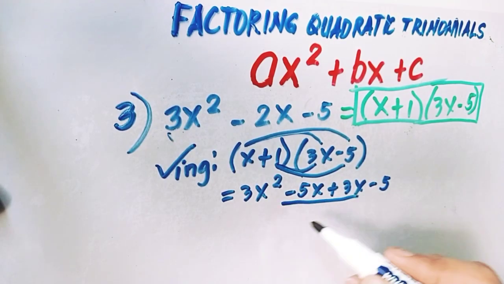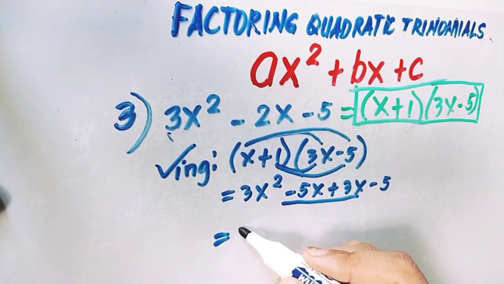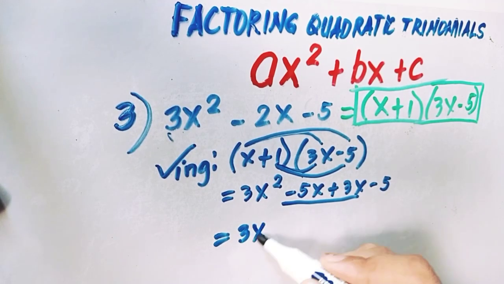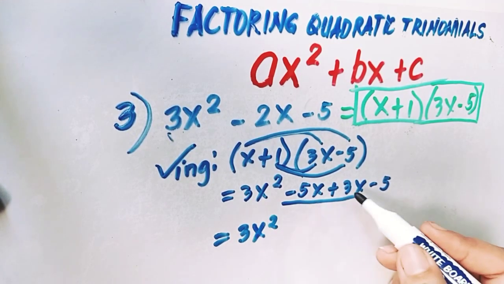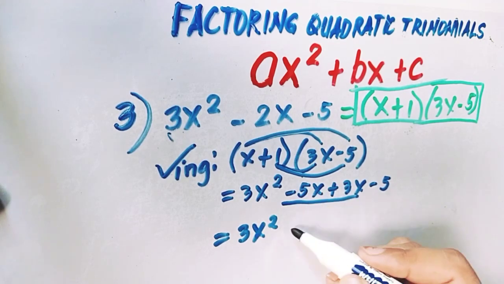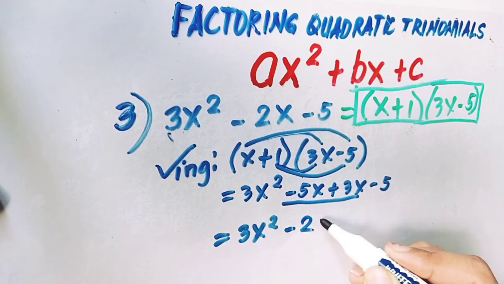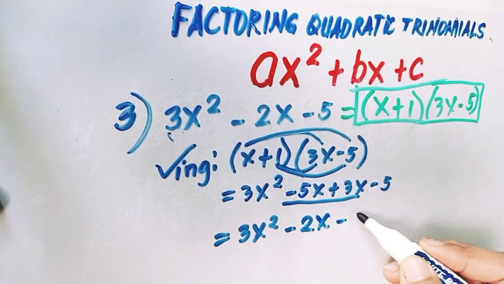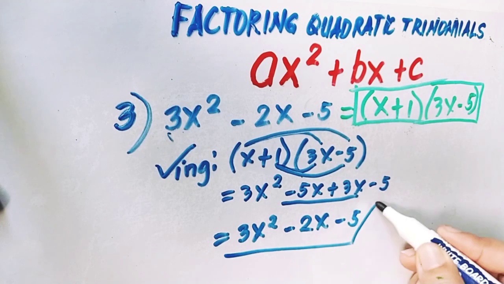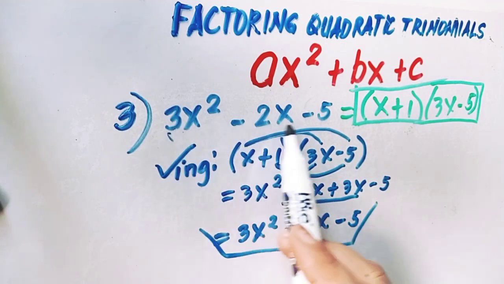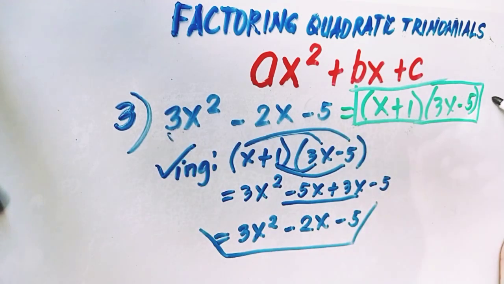And then let's combine the similar terms. Copy the first term, 3x squared. Negative 5x plus 3x, since negative 5 is bigger, it will become subtraction. 5 minus 3 is 2x. Copy the last term. Look at our answer now. That is similar to the given. Therefore, our answer here is correct.